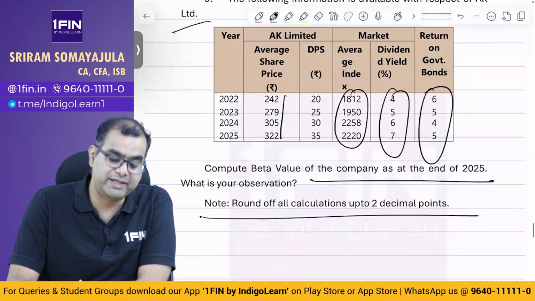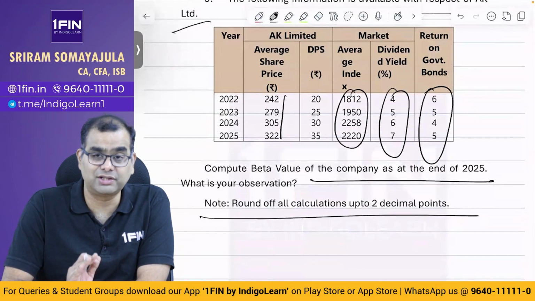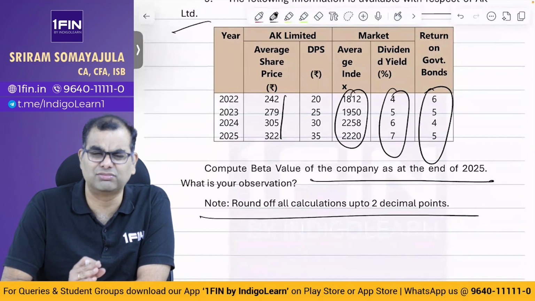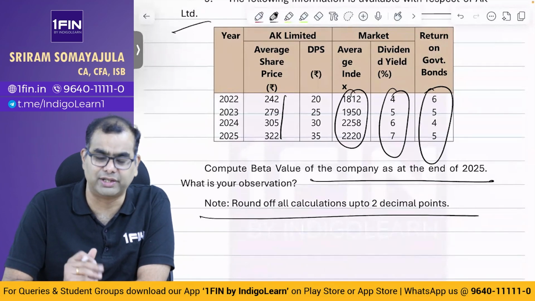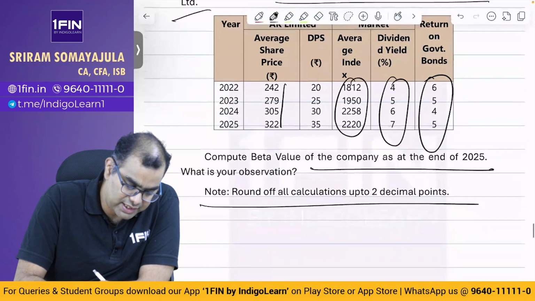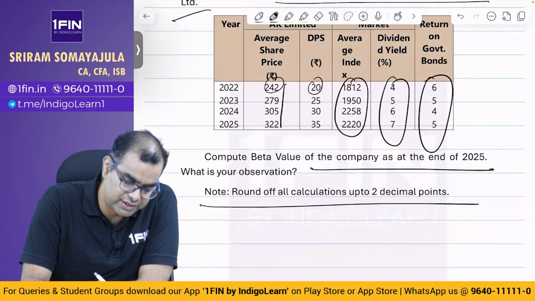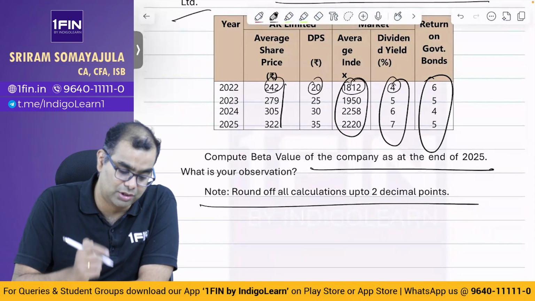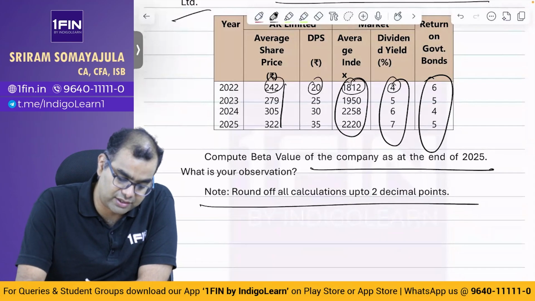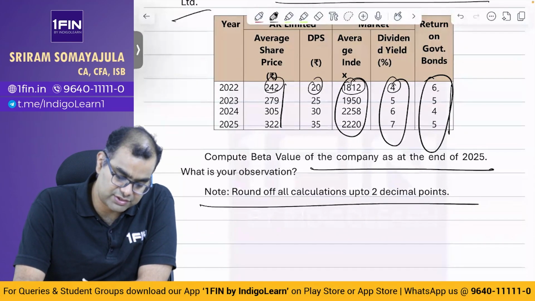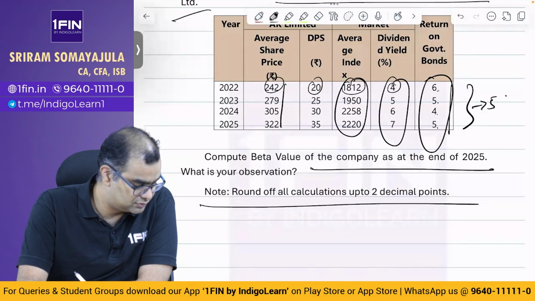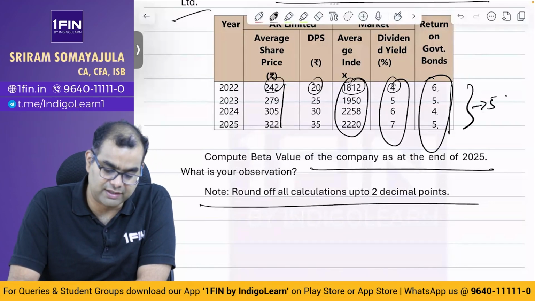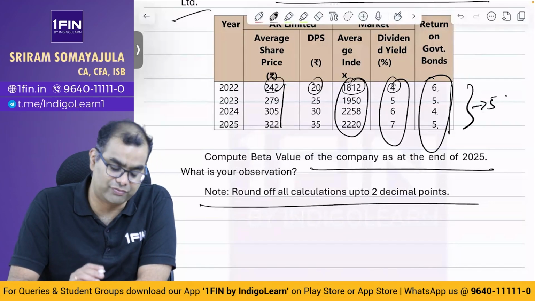Now, what is the formula for beta? There are 3 or 4 formulas. If you recollect, I gave you 3, not 4. So first let us see. They have given average share price, dividend, and average dividend yield. One of them is dividend, the other one is dividend yield, so please don't get confused. And they said return on government bonds. So if you look at this, 6, 5, 4, 5. The average of this works out to 5. 6 plus 5, 11, 11 plus 9, 20, 20 by 4 is 5.